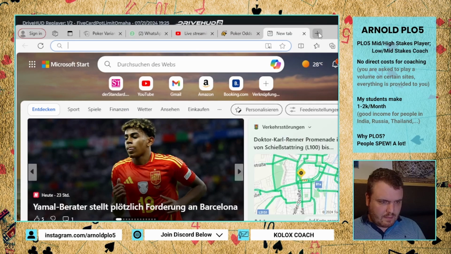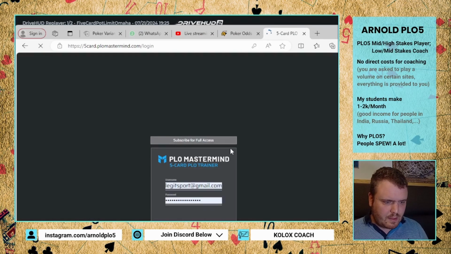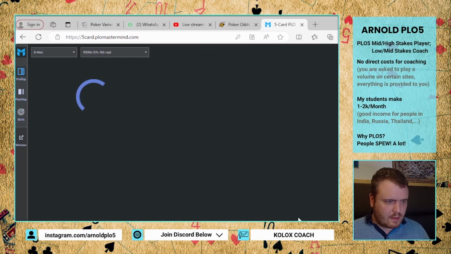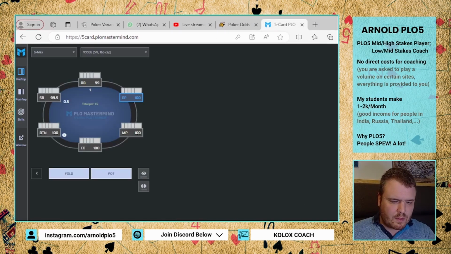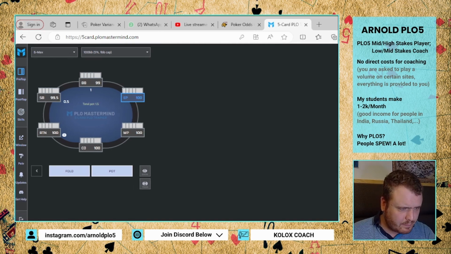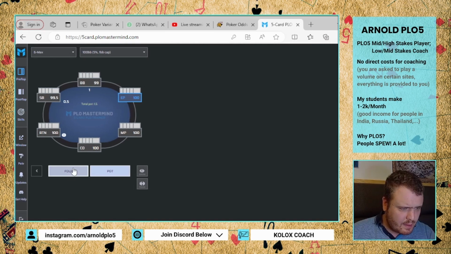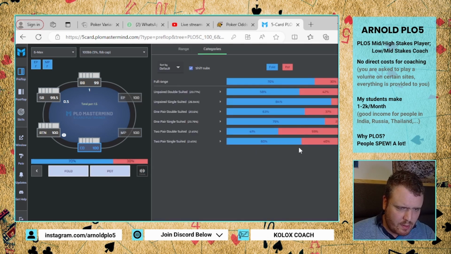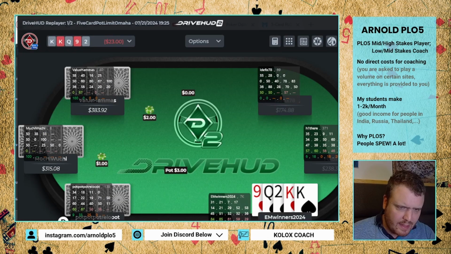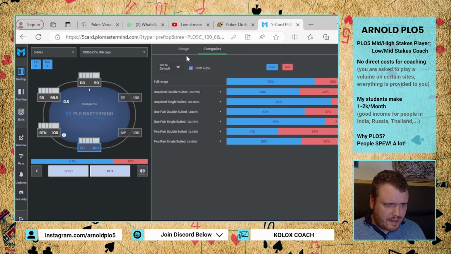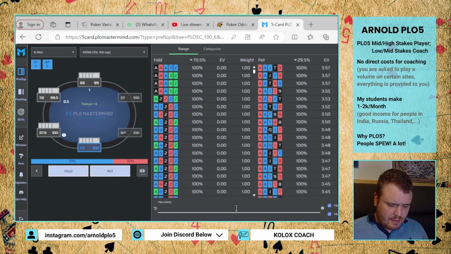So, the 5-cap solver of PLO Mastermind. And first thing is 100 big blinds, 1 big blind cap. It's probably a little bit more than a 1 big blind cap. But here, king, king, queen, what was it? 7 deuce or so, 9 deuce. 9 is a little bit better than 7, so king, king, queen, 9 deuce.